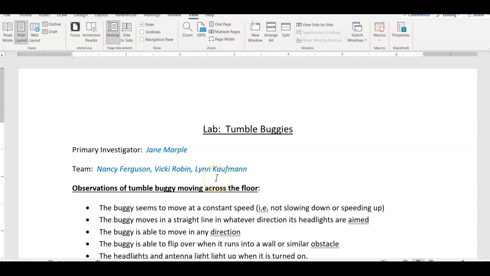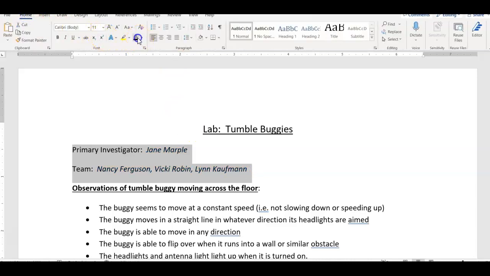Okay, so we've put your name as the primary investigator and your team's names. It is okay to make these black. You don't need to keep the blue font if you don't want to.